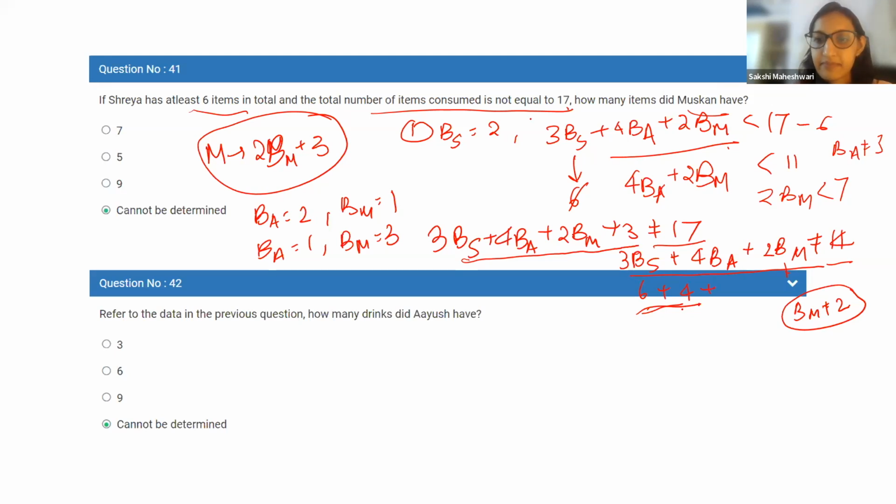Yeah. So this was the reason BM can be 3, BM can be 1. So you can see the total number of items with Muskan is 2 BM plus 3. We can take BM as 1, we can take BM as 3. So you'll get different values, like 2 plus 3 will be 5, or 2 times 3 is 6, plus 3, 9. So that's why this cannot be determined, okay? We cannot say a particular answer. Is it okay?